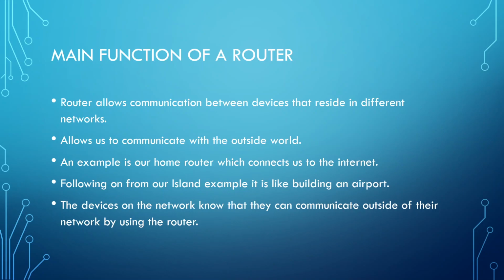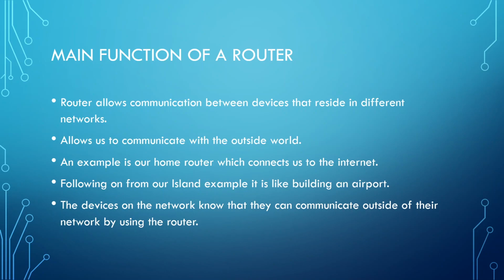Now, a prime example of what a router can do, just look at your home router. Whether you have BT or Virgin provide your internet service, they will provide you with what is called a home hub. That home hub acts as a router. And what does that allow us to do? That allows us to connect to the internet.